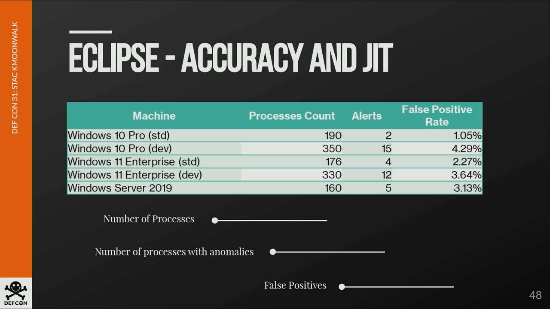The developer is going to have a higher false positive rate, they have more JITs, they're developing more tools that are going to have weird unbacked memory regions. Programming isn't really perfect and there's really no catch-all for this. We can see on Win10, the false positive rate is actually a little lower than Win11 Enterprise. But we do see that for the dev machines it actually decreased a bit.